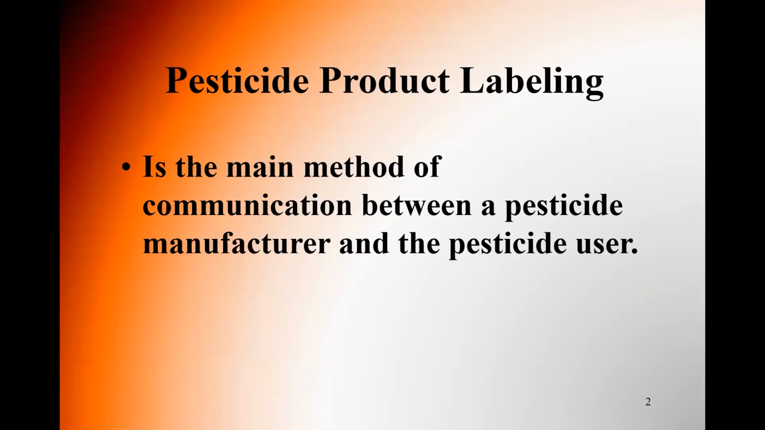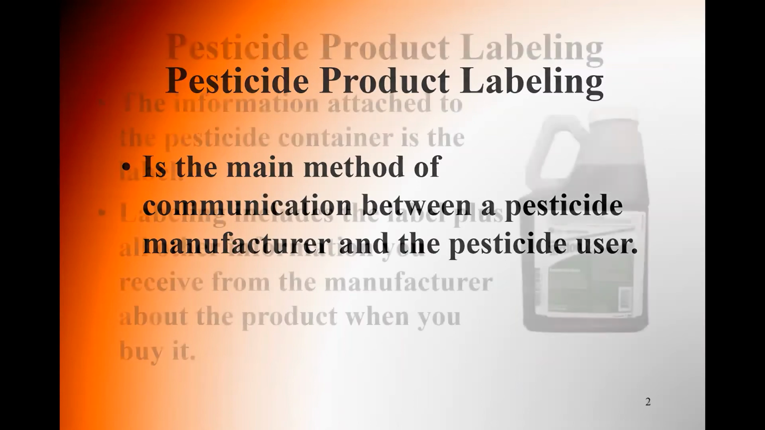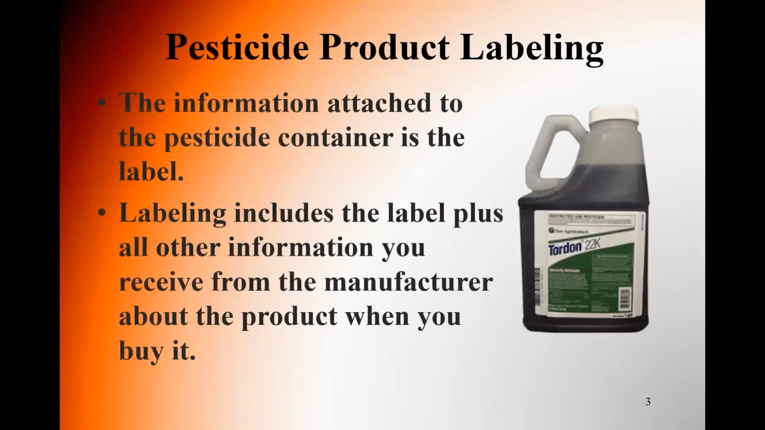So pesticide product labeling is the main method of communication between the manufacturer and you, the end user, to ensure that that pesticide is being applied the best way that it can be. The product label is attached to the pesticide container, and it has the information that you will need to properly apply and utilize that chemical.